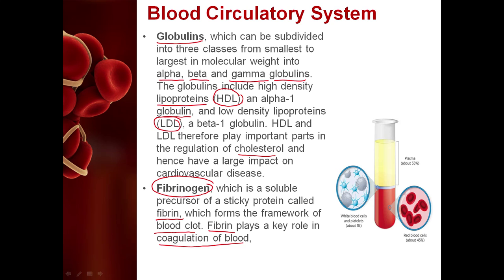So here we have seen the three types of proteins. Which three types of proteins? Albumins, globulins, and fibrinogen. Now, other inclusions are amino acids, nitrogenous wastes, nutrients, gases, and electrolytes. These are also present in the plasma.